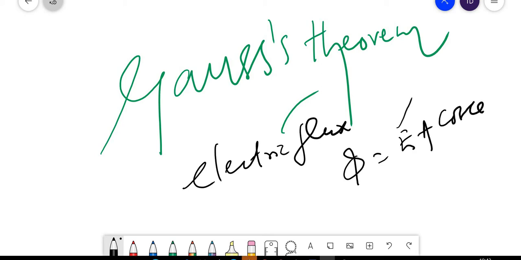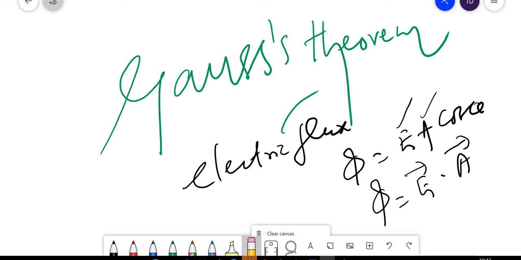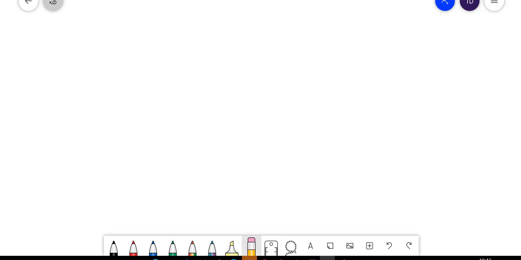Here E is the electric field, A is the area, and we discussed in electrostatics that area is a vector quantity and its direction is given by its normal. Flux is a scalar quantity. It's the scalar product of the electric field vector and the area vector. Theta is the angle between the intensity of electric field and area. We discussed all these aspects. So what is this Gauss's theorem? Today we are going to discuss Gauss's theorem.